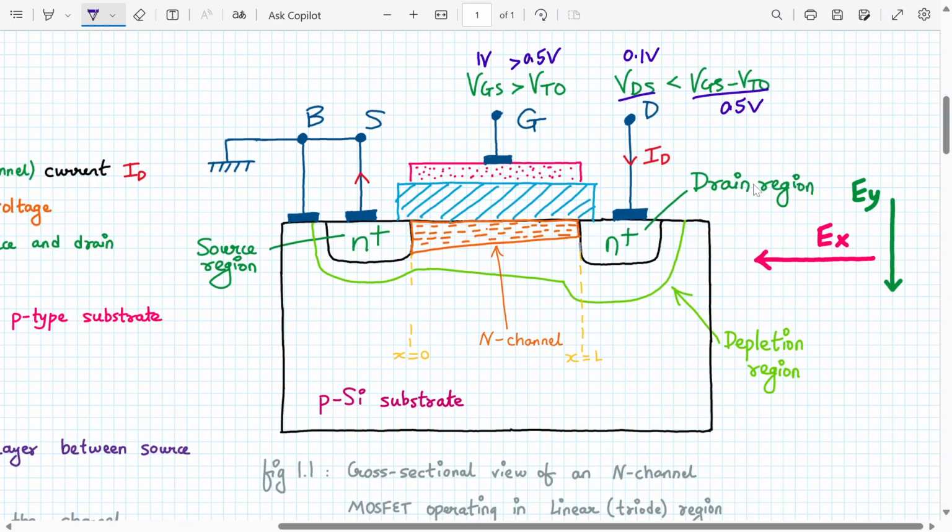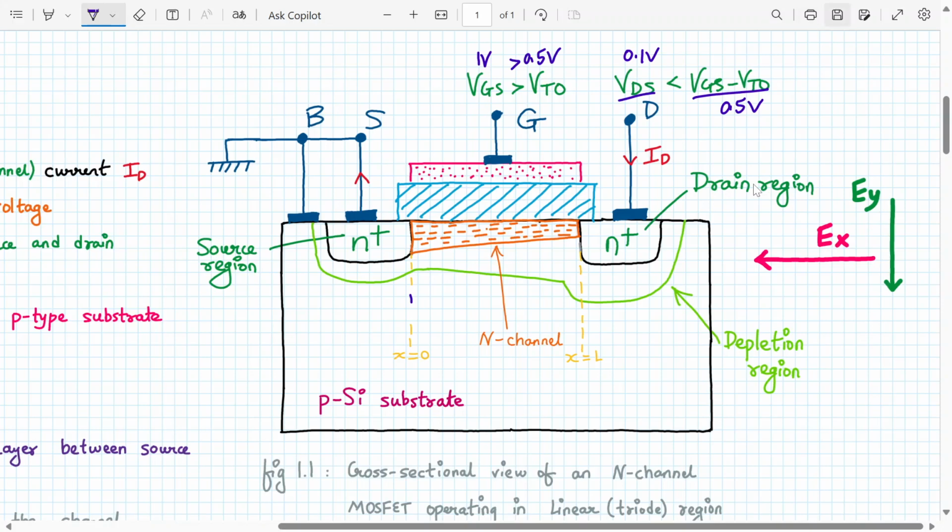Okay, so this is my N channel. Can you see this yellow color? X equal to 0, X equal to L. So this is my channel length actually. If you consider this as the reference axis, this is X equal to 0, and here we'll get X equal to L. So any problem in understanding this structure, everyone?